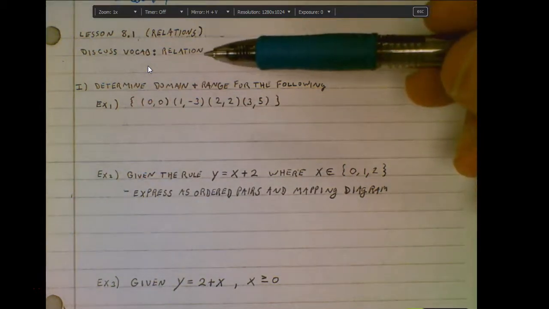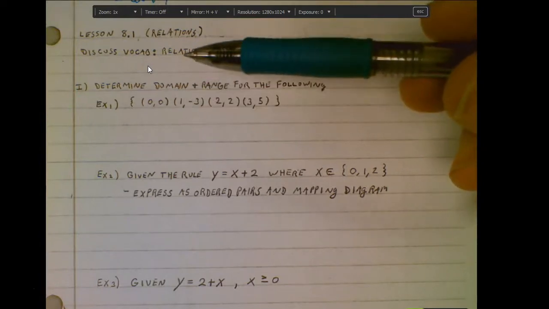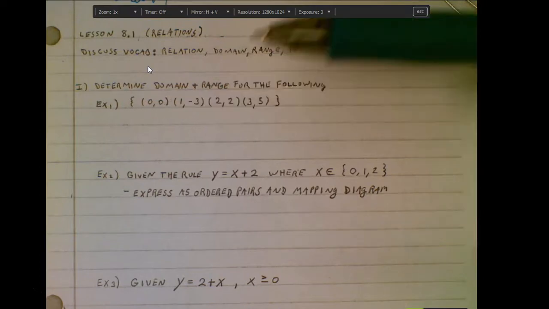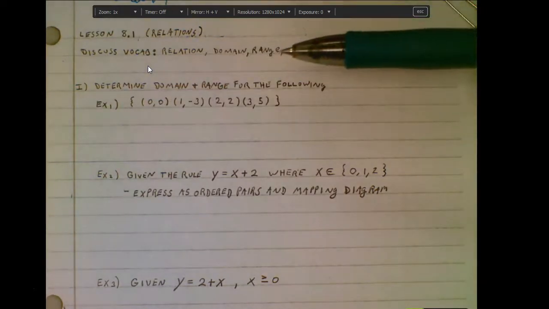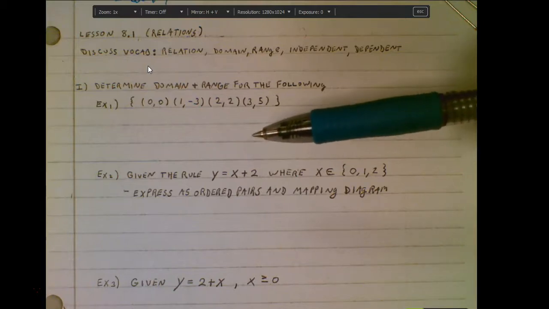A relation, typically we see it as an ordered pair, an x and a y. So a relation is anytime you relate two items together, like an x value and a y value. Domain and range, we're going to get more into that here in a second. So let me just start going through with a few examples.